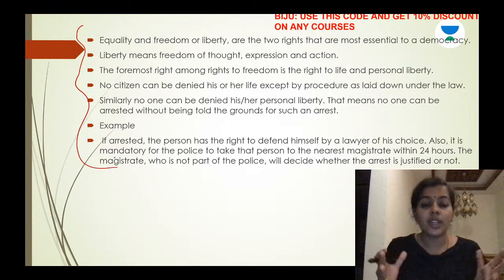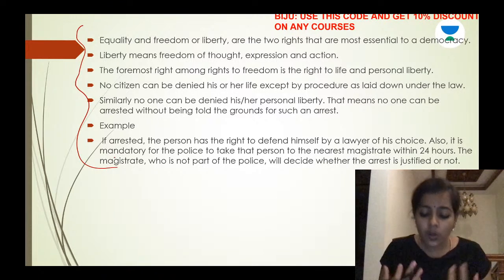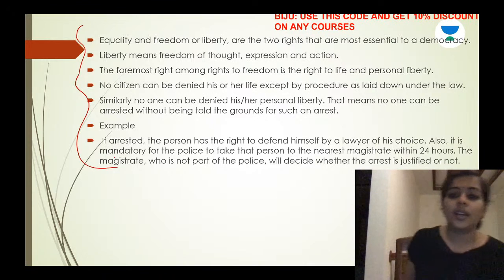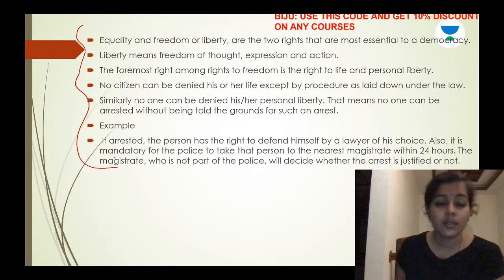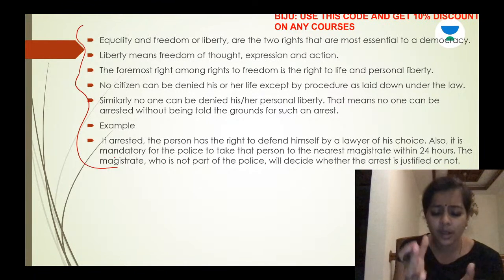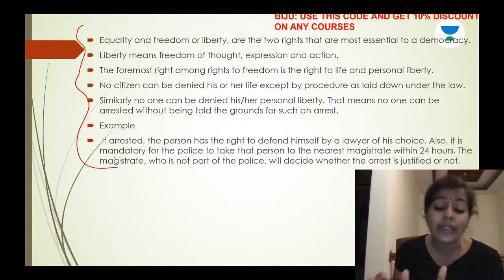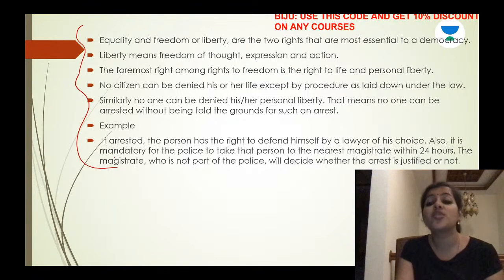What do you mean by liberty? Liberty means freedom of thought, freedom of expression and freedom of action. No citizen can be denied the right to freedom, the right to life and personal liberty. An example is also given, taken from the textbook itself. Once a person is arrested, how will he be treated? Within 24 hours, he should be produced in front of a magistrate.